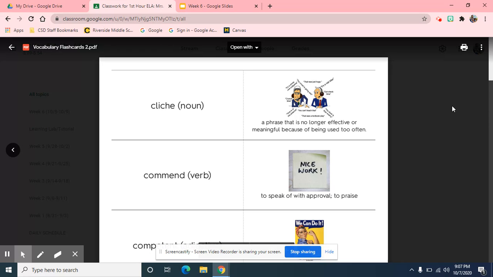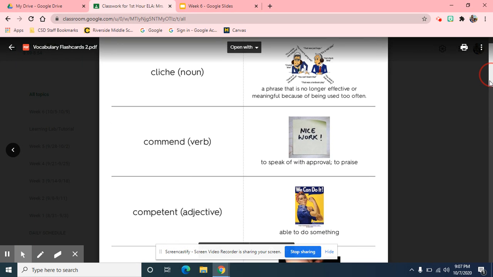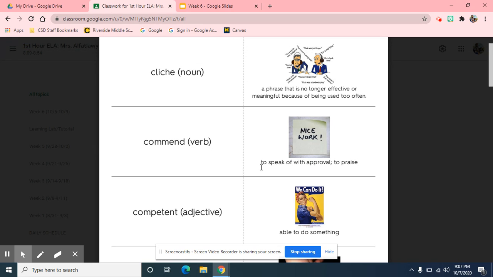The next word is commend. If you commend someone, you're speaking to them with approval and you're praising them. For example, you can say, I commend you for your hard work and dedication. I commend you for helping your partner. I commend you for being a good student. So commend is when you say something good, when you praise someone, when you congratulate them.